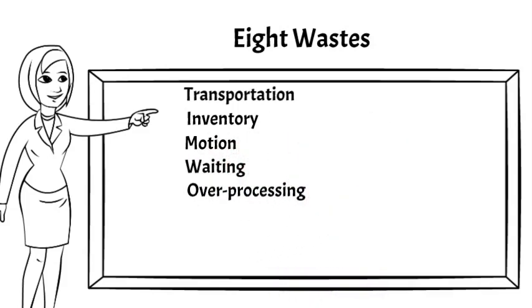Overprocessing, another waste, occurs when too much time is spent with a patient or more information is collected from the patient than is necessary. It can also occur when administrative processes are overly complex.